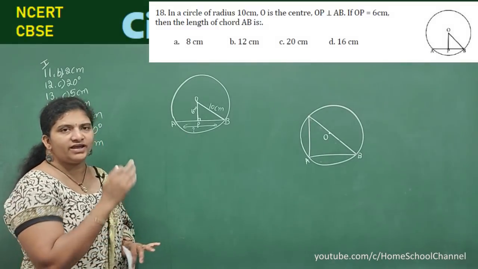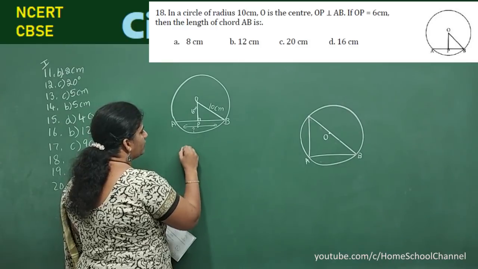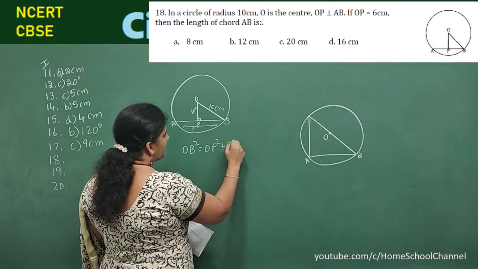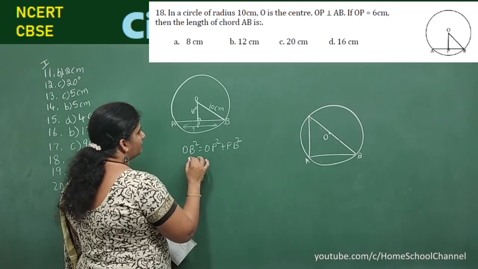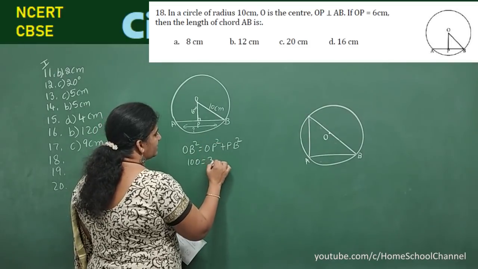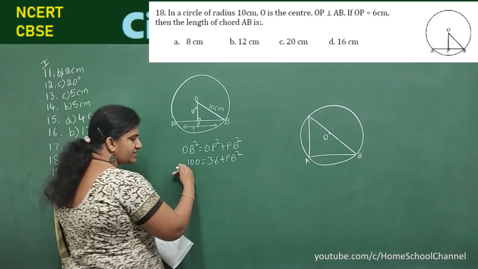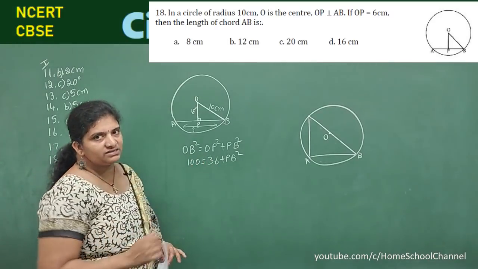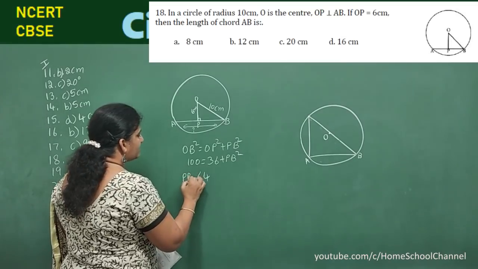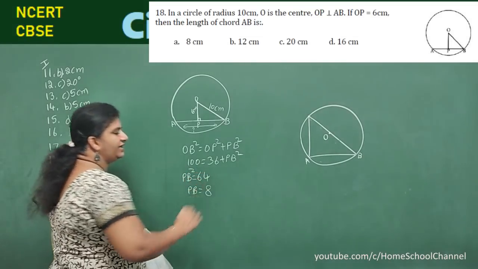Clearly, you can observe a right angle triangle there. Apply the Pythagoras formula. OB square is equal to OP square plus PB square. OB is 10, 10 tens are 100. OP is 6, 6 sixes are 36. PB we don't know, PB square. 36 bring this side. 100 minus 36 will be 64. PB square is equal to 64. PB is equal to 8.